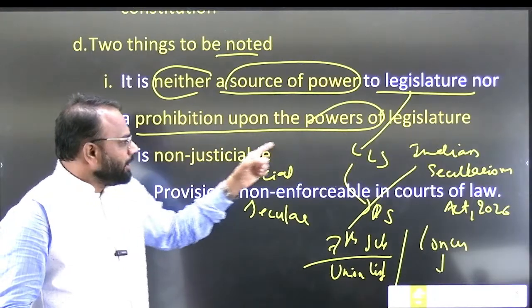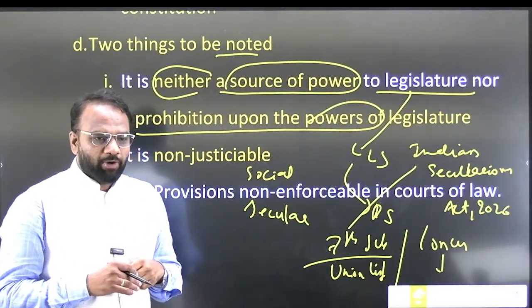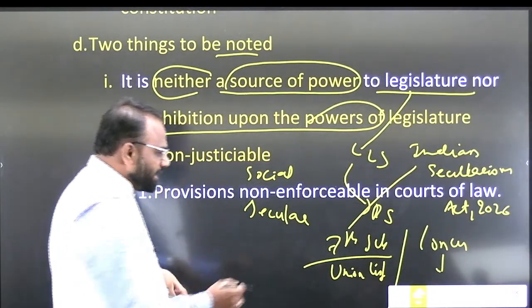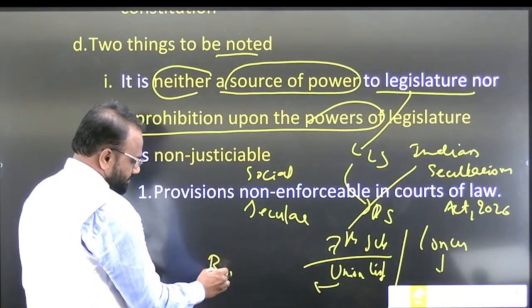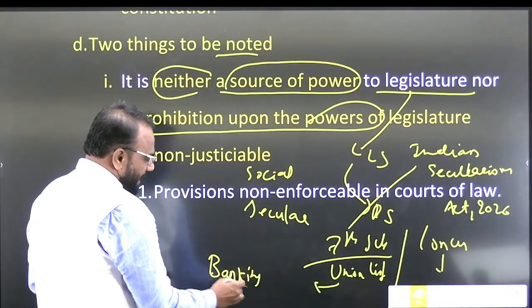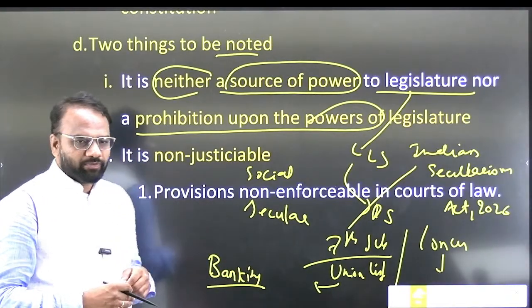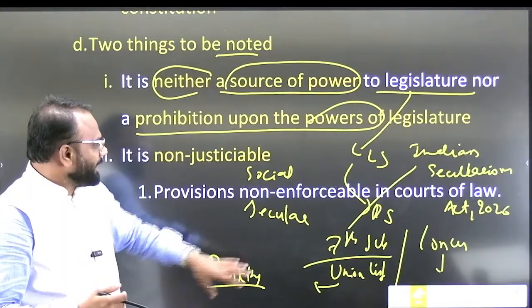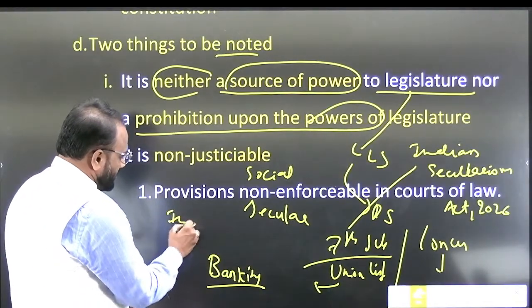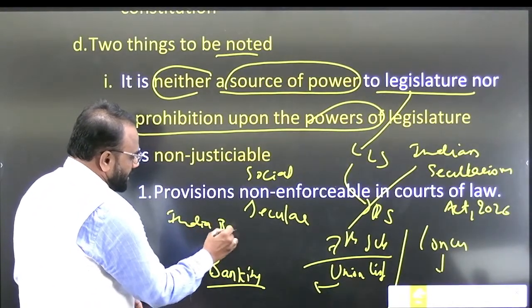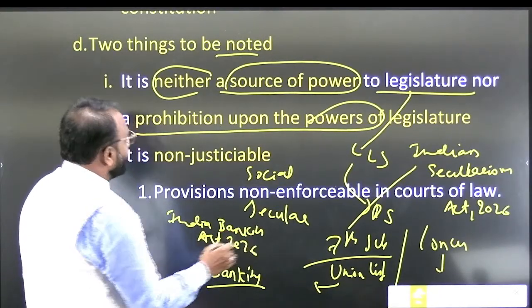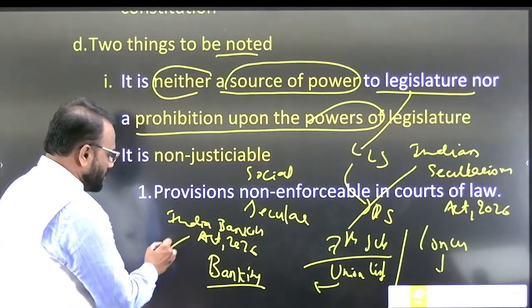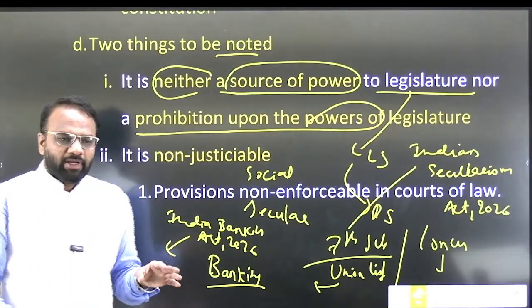Neither a prohibition upon the powers of legislature. Okay, powers of legislature. Let's assume in the Union List there is a subject called banking. So banking is a Union List subject. While making a law called the Indian Banking Act 2026, okay, let's assume they'll make a provision.